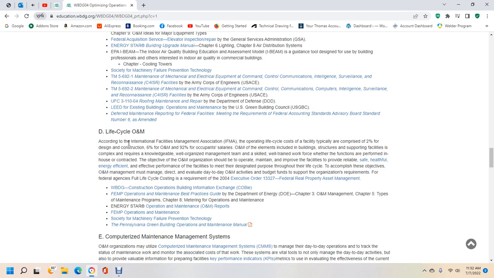D. Life Cycle Costs, Life Cycle Operation and Maintenance. According to the International Facility Management Association, the life cycle cost of a facility typically comprises 2% for design and construction, 6% for operation and maintenance, and 92% for occupant salaries.